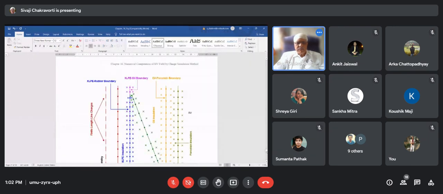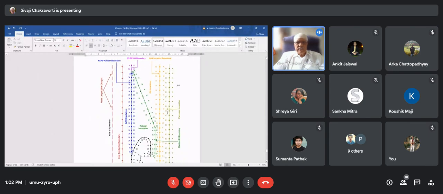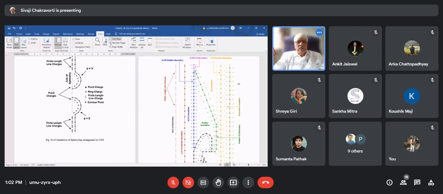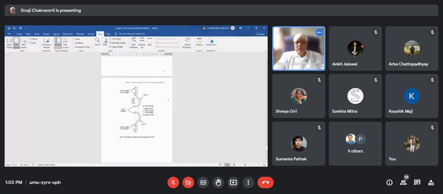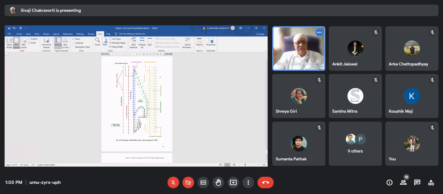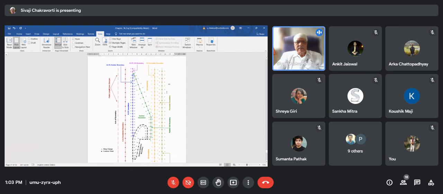Let me see another diagram. Yeah, this is a very, very practical diagram. Once again, I have to fit it. Oh, what is it? Two figures are there in one page. Yes, now I think you can see it.